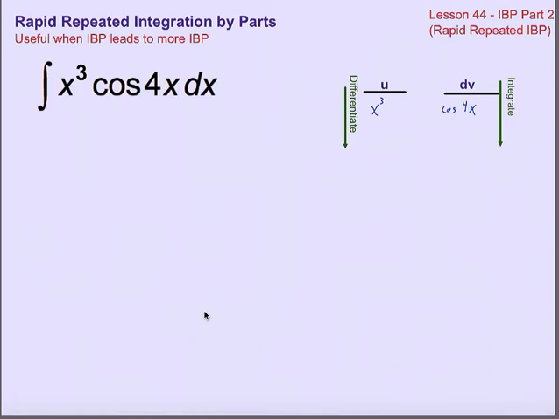So what we're going to do in this case is integrate and differentiate each one. So we'll differentiate the u, integrate the dv, and just keep going until it's clear that we're done. So you'll see what I mean by that. We'll take the u and differentiate that. The derivative of x cubed is 3x squared. And then the antiderivative of cosine of 4x is the sine of 4x over 4.